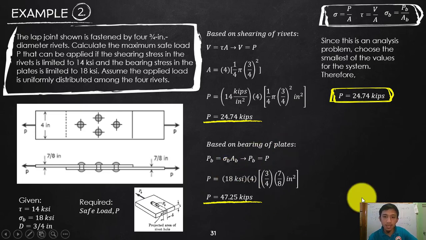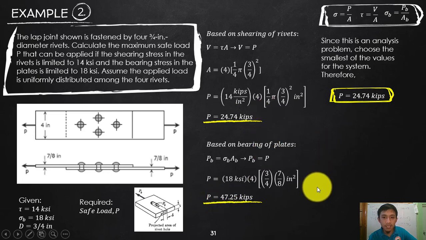So that is how much P the plate can carry before it will fail by means of bearing stress. Look at this. This is what the shearing can hold, and this is what the bearing can hold. So what does that mean?